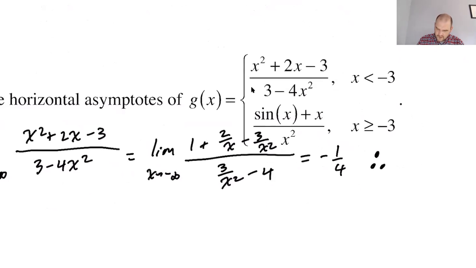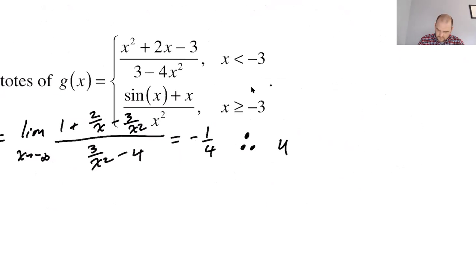Therefore, y equals negative 1/4 is a horizontal asymptote. It's really NHA or a horizontal asymptote.